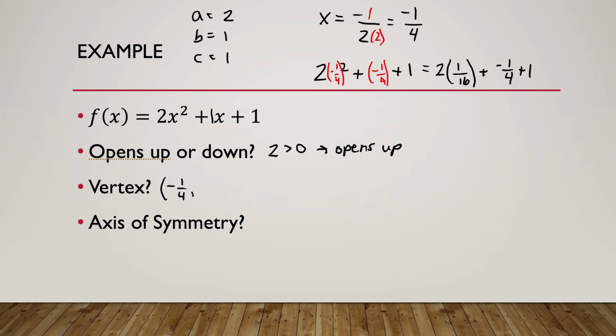plus 1. Now, at any point, you are welcome to use your calculator here. Okay, I'm going to go ahead and finish it up, but you can certainly type it in your calculator. So when I multiply the 2 times 1/16, I'm going to get 2/16 plus a negative 1/4 plus a 1. 2/16 reduces to 1/8.